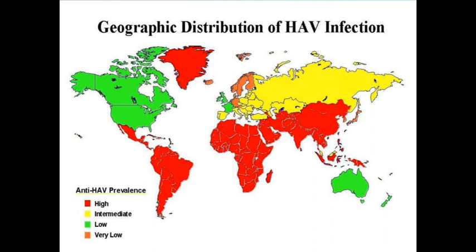And then there's an intermediate one in the southern European countries, eastern and central European countries, and Russia and China. And then you can see that there is a lower risk in some of the western European countries and also in the United States and Australia. Next slide, please.